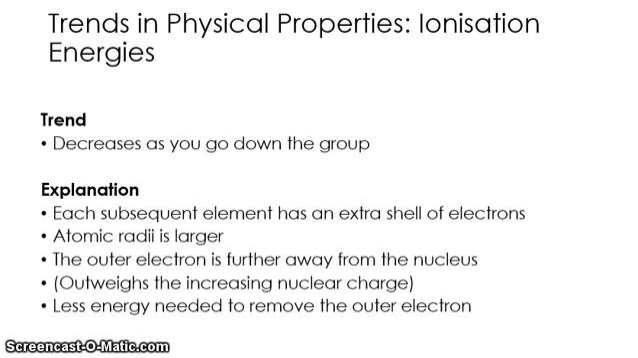The next trend that we need to know about is ionization energies, and the trend in this is that it decreases as you go down the group. The explanation for this is that each subsequent element has an extra shell of electrons, which means the atomic radii is larger, which means the outer electron is further away from the nucleus. It also means that because you've got that extra shell of electrons, you've got more shielding. Both of these factors together outweigh the increasing nuclear charge, and therefore there's less energy needed to remove the outer electron. The ionization energy is less.